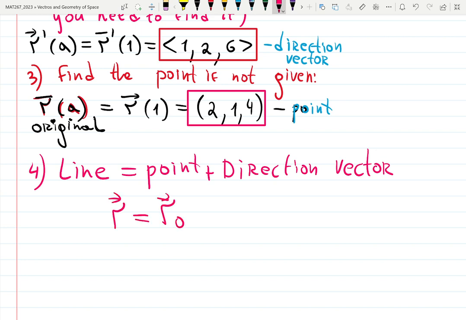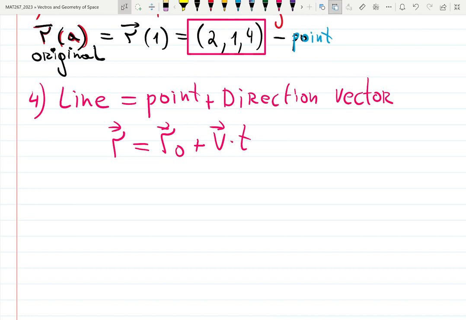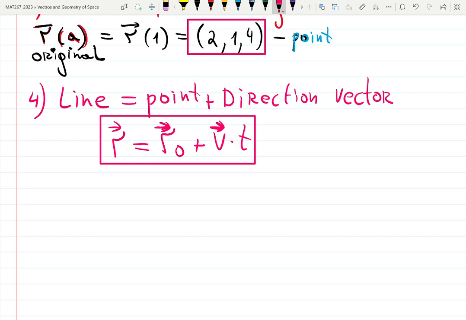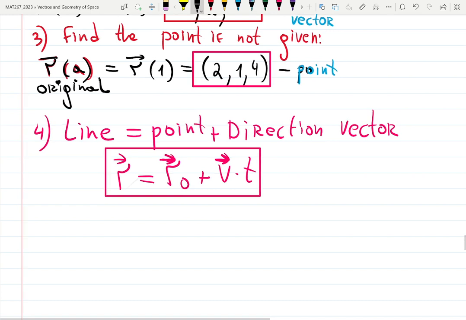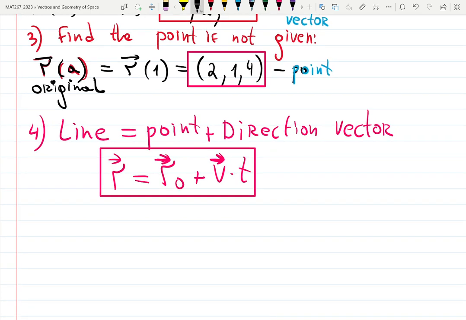R is R sub 0 plus V times T. Nice. So put this in the box. That's the formula you need to know. It's an amazing formula. Very important. Basically, it's mx plus b, if you think about it, but b plus mx. So we wrote it in two ways.